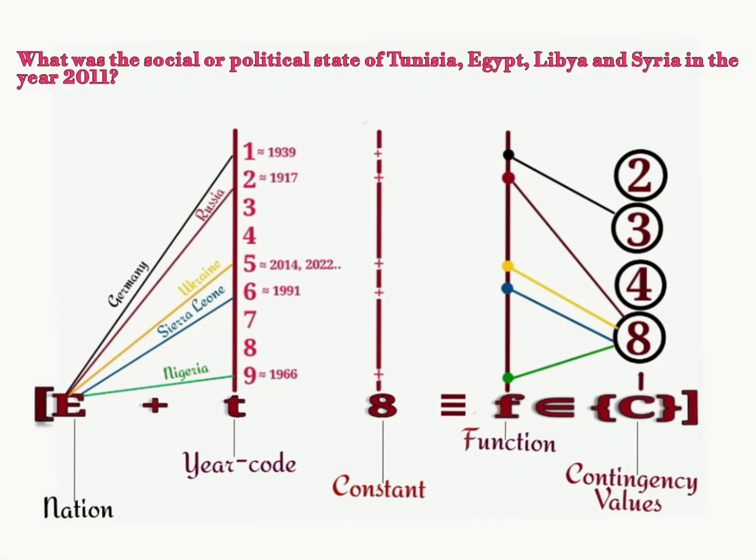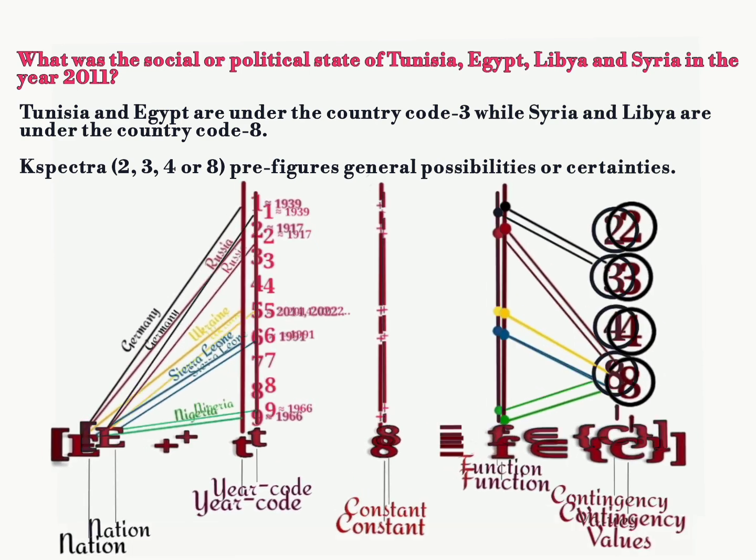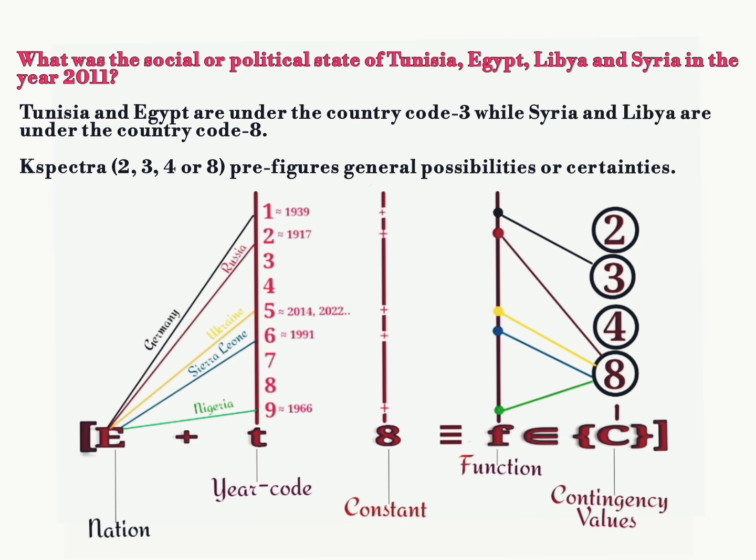What was the social or political state of Tunisia, Egypt, Libya and Syria in the year 2011? Tunisia and Egypt are under the country code 3 while Syria and Libya are under the country code 8. Instability or insurrection implies, E plus T plus 8 is defined as F element of 2, 3, 4 or 8. K spectra, 2, 3, 4 or 8, prefigures general possibilities or certainties.